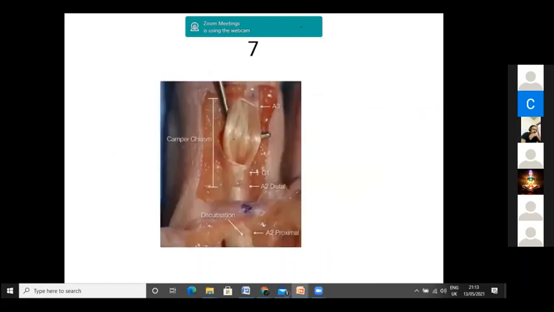So we have just finished with zone 1. Now we come to zone 2. In this area, this is a very common site of osteoarthritis. What is the Camper's chiasma? Anybody?